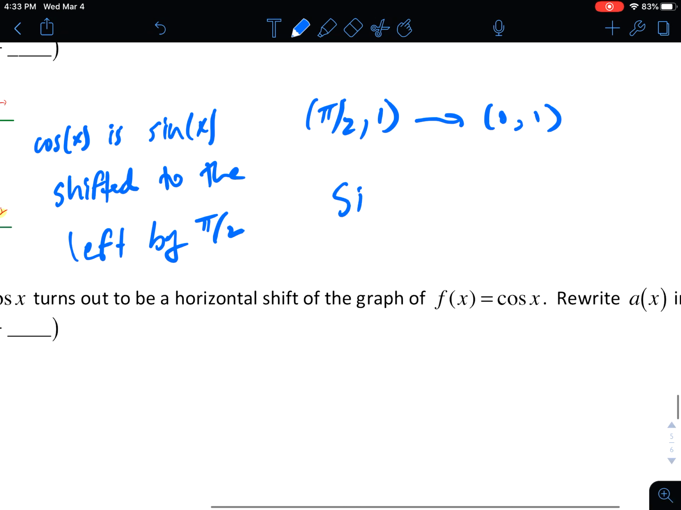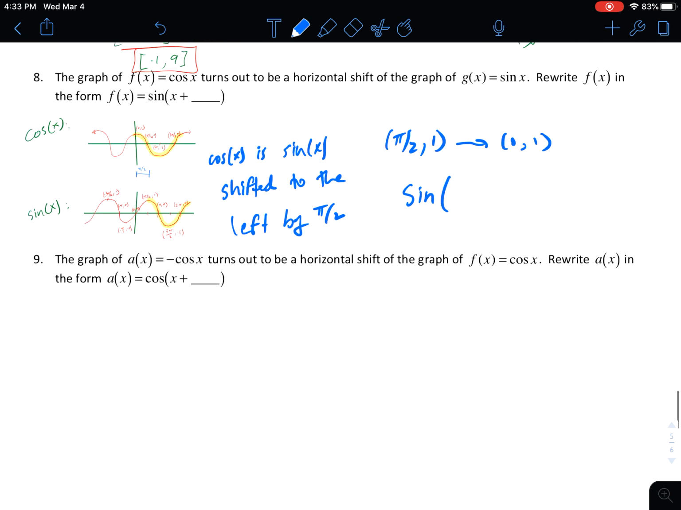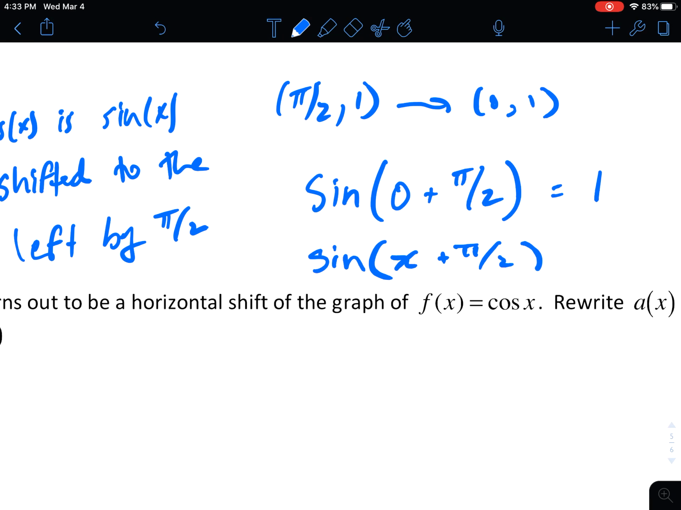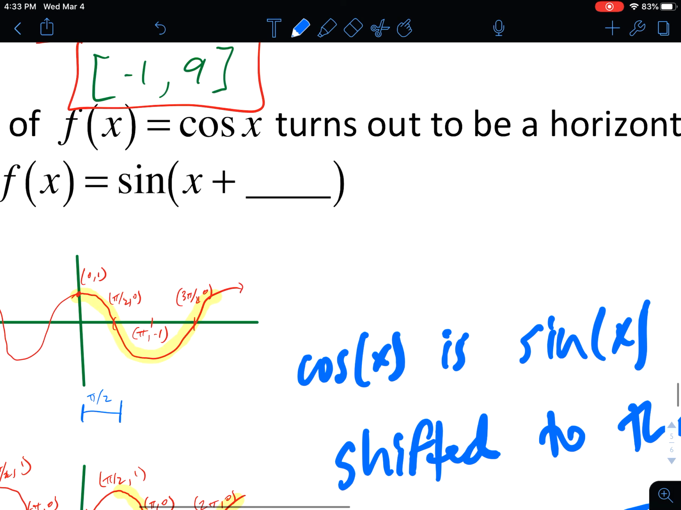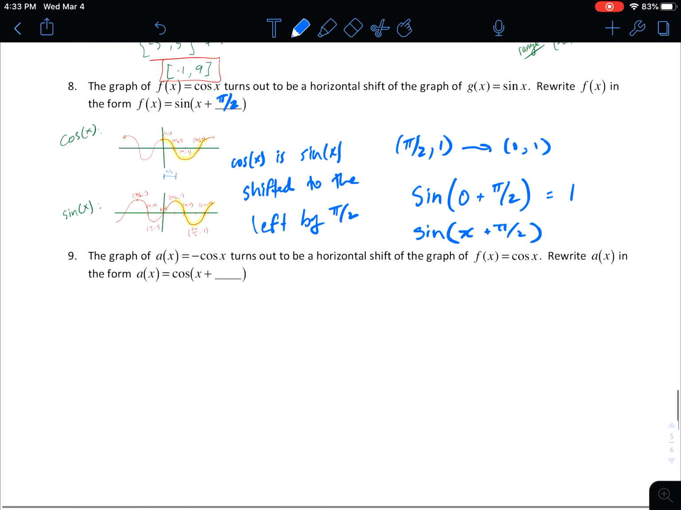So that would mean that when we plug in 0, we'll get a positive 1. So that means that when we plug in 0, we're going to have to add pi over 2 to get that positive 1. And so this should be sine of x plus pi over 2. Sine of x plus pi over 2 would be the answer there. You can use similar logic for number 9.